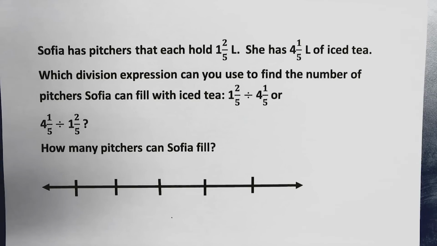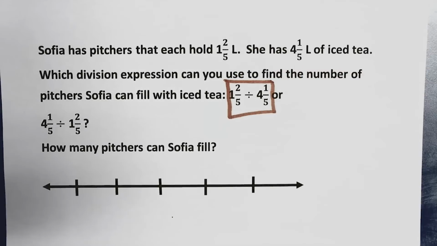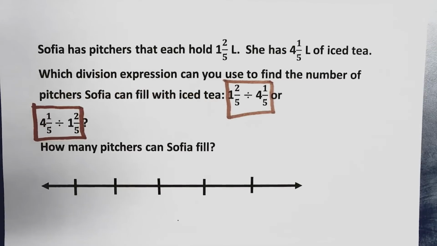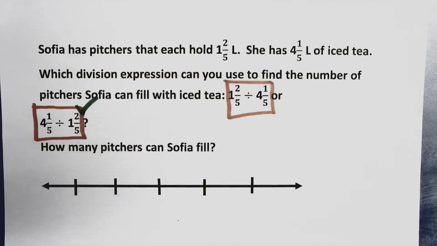As you're working, I'm going to read the problem one more time. Sophia has pitchers that each hold 1 2/5 liter. She has 4 1/5 liter of iced tea. Which division expression can you use to find the number of pitchers Sophia can fill with iced tea? So it's either 1 2/5 divided by 4 1/5, or 4 1/5 divided by 1 2/5. So if you said 4 1/5 divided by 1 2/5, you are correct.